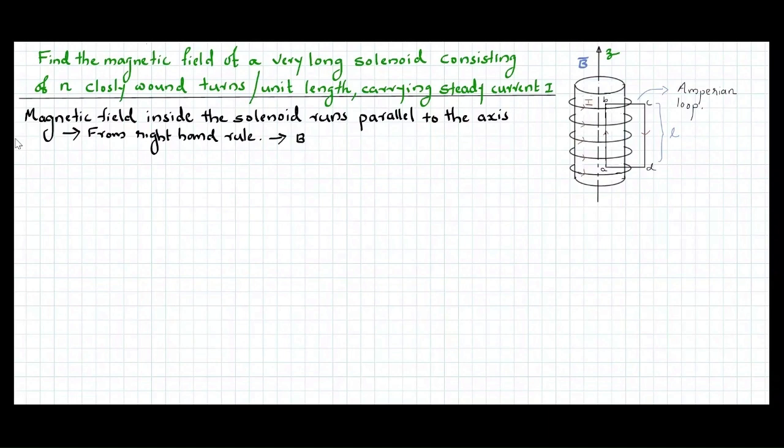It is from the right hand rule. Here the current runs circumferentially. Therefore, the magnetic field runs parallel to the axis. And from the right hand rule, we can say that B points upwards inside the solenoid, and the value of B is 0 outside.